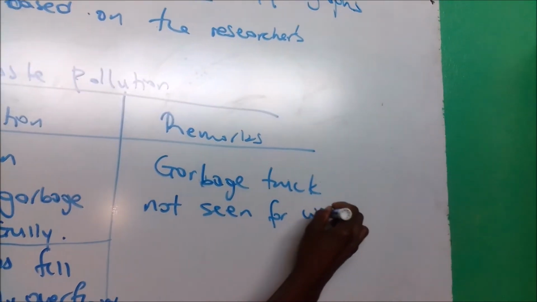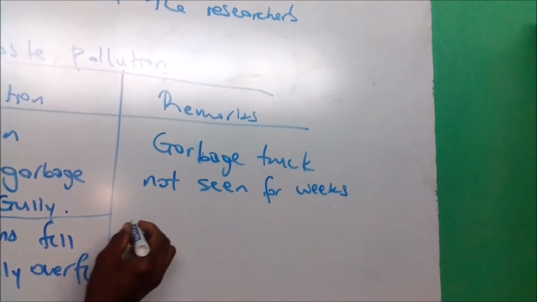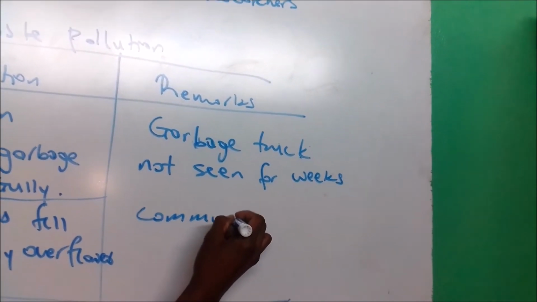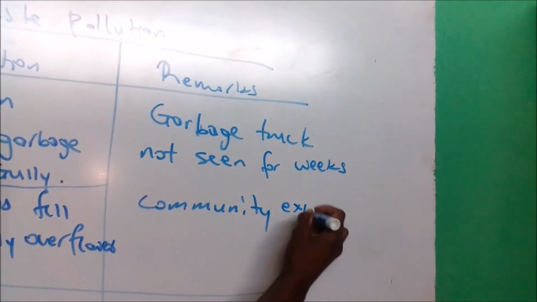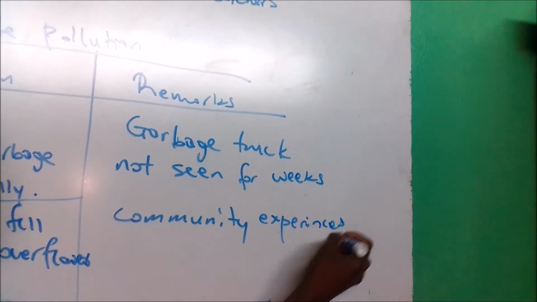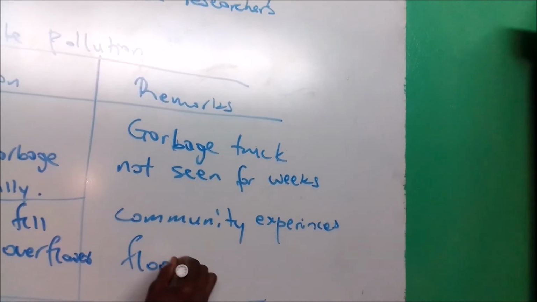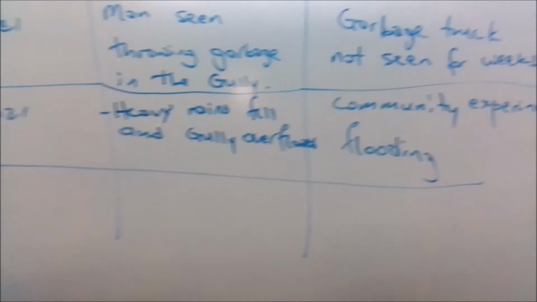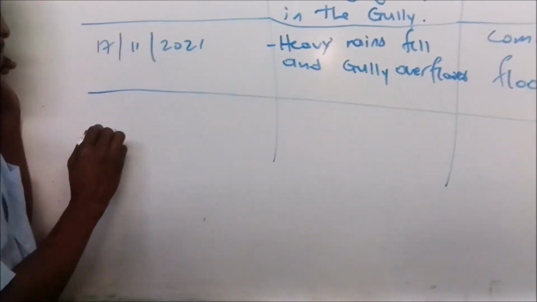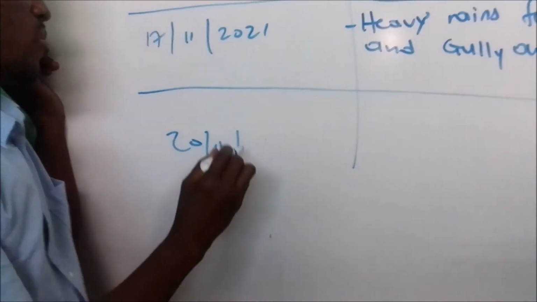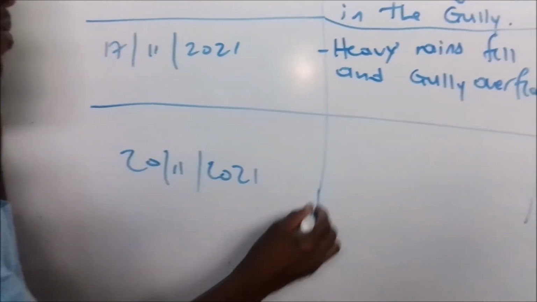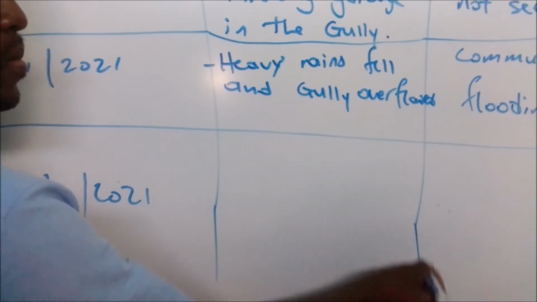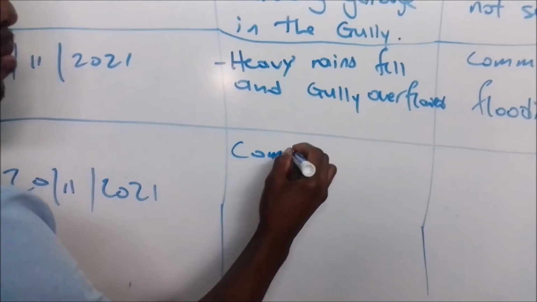So first, let's say the 16th of the 11th, 2021, you're going to be doing some observation, and this observation is going to last for a few days, whether it be 3 days, 4 days, whatever, right? Not necessarily consecutively like 16, 17, 18. And what you'll be looking at is solid waste pollution, right? And let's say that you see a man throwing garbage in the gully.